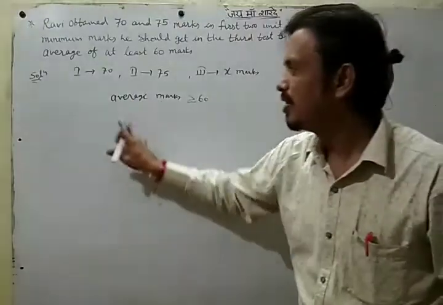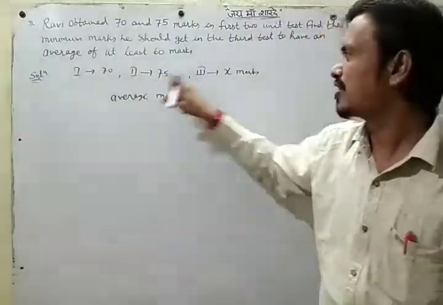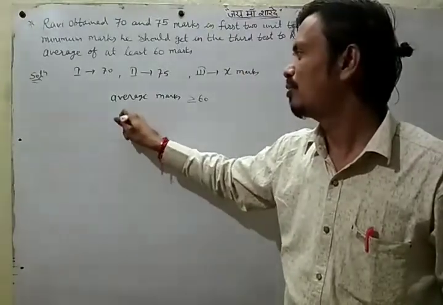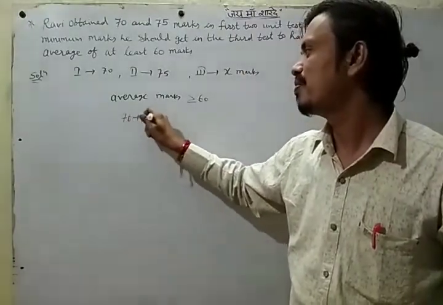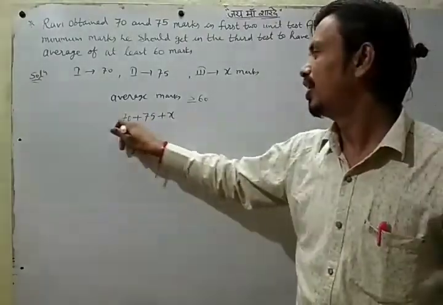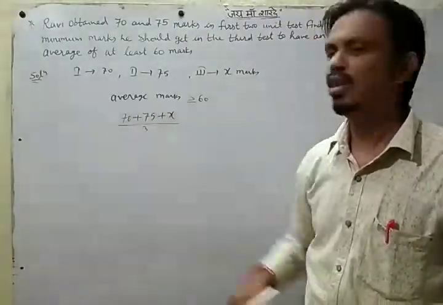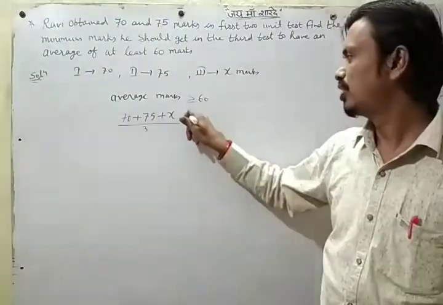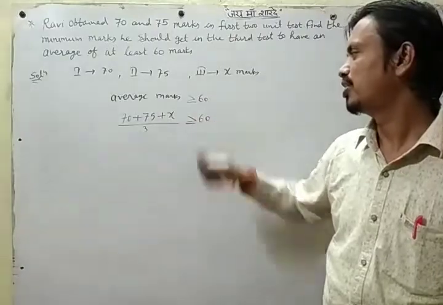Now how to find average? There are three tests. So how to find average marks on these three tests? Average is the sum of all the observations. So add 70 plus 75 and X. Then divide by number of observations. Sum of observations upon number of observations. So this is more than or equal to 60.